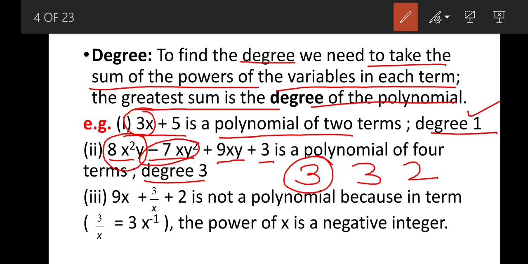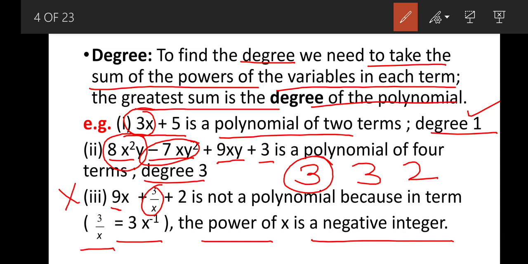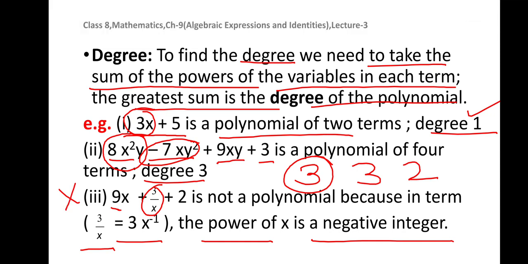So the first term is 9x, here the variable present is x. What about this second term, that is 3 by x? Here in this 3 by x, it can be written as 3x raised to the power minus 1, and the power of x is a negative integer and it is not satisfying the condition of a polynomial. So we can say that this is not a polynomial. I hope this is clear to you.